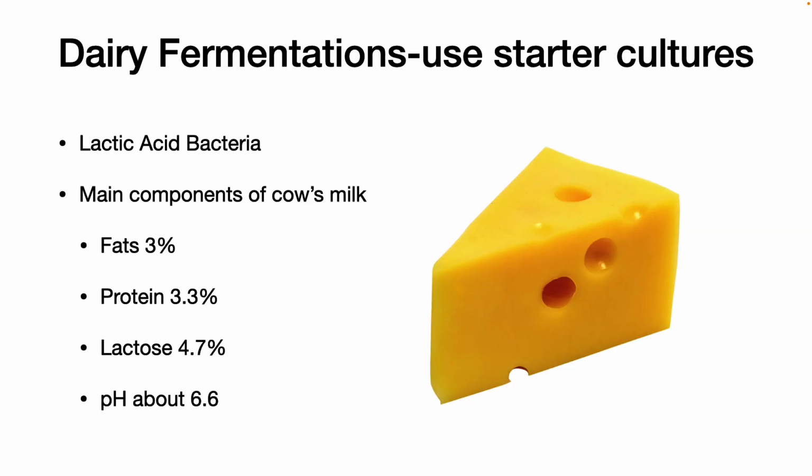Lactic acid bacteria have a wide utility in many different types of fermentations. The cheese business always comes to mind in Wisconsin, eh? Lactic acid bacteria are the ones that carry out the first steps of the fermentation. Raw milk is the substrate. The main components of cow's milk are fat, protein, and lactose, and it has a pH of about 6.6. This is an ideal environment for lactic acid bacteria, which will happily ferment the milk under the right conditions.